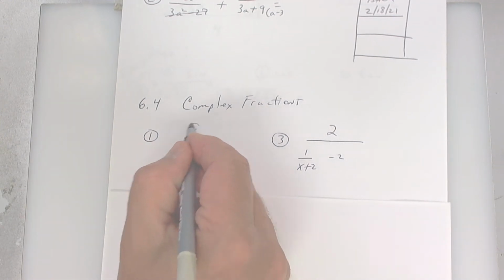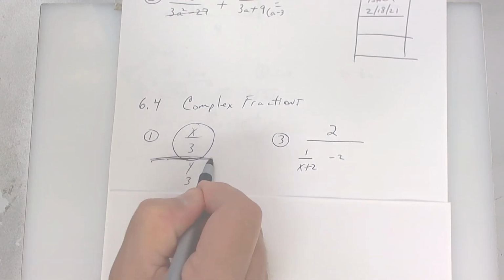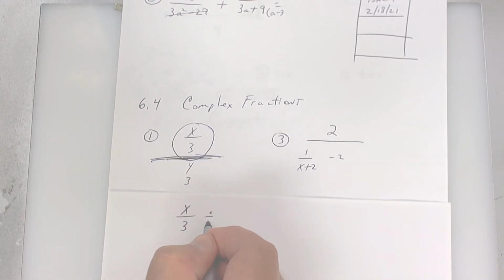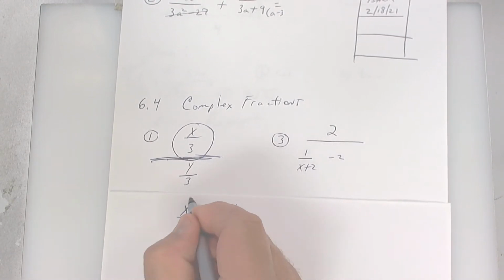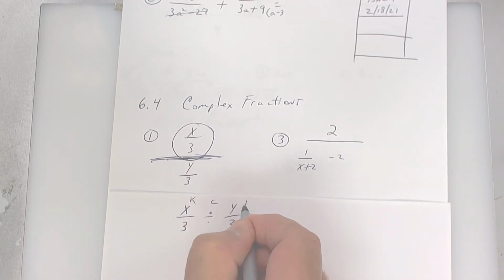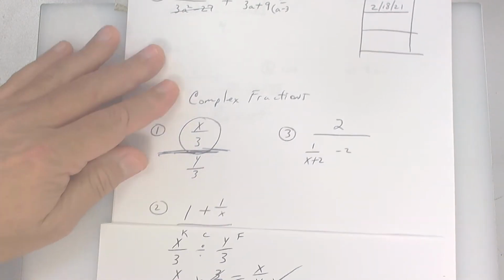So you're going to say x over 3 divided by, that's what that line means, divided by y over 3. Remember, keep, change, flip. So you're going to keep this, change that, and flip this. So the 3's cancel, and you get x over y, and you're done. And that's how you do it. Nothing to it but to do it. All right, let's go on.